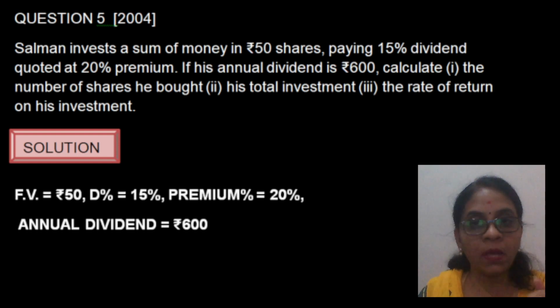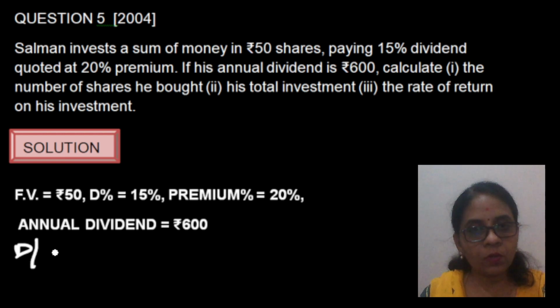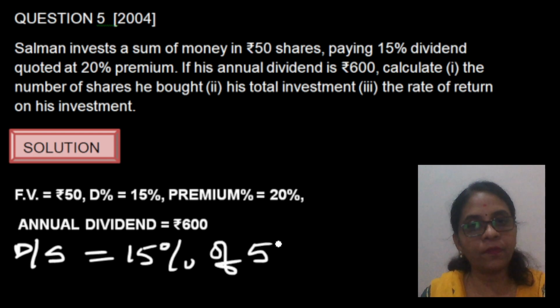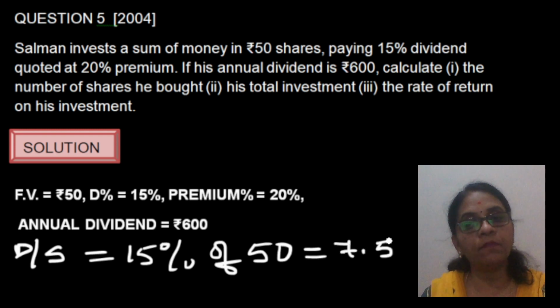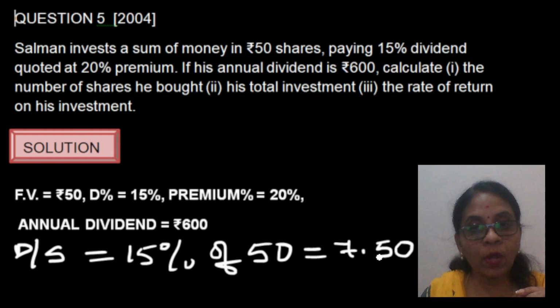Now, let's see whether we have both these. We have annual income, but do we have D per share? We do not have D per share. Then we have to find the D per share. How do we find this D per share? D per share is D percent of FV. So D per share is 15% of FV, which is of 50 rupees. That is nothing but 7.50.